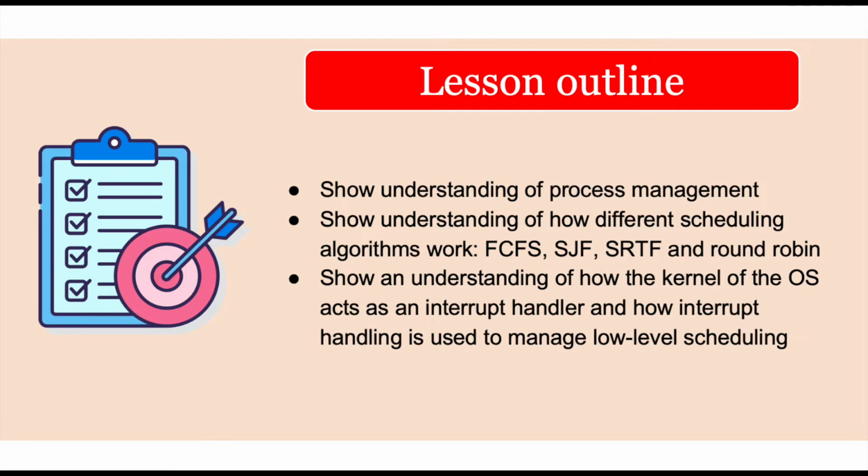In this lesson, we'll continue with understanding how process management works, and we're going to delve a bit deeper into how different scheduling algorithms in particular work and how they allow processes to be managed efficiently. In particular, we're going to be looking at 4 common algorithms: first come, first serve, the shortest job first, the shortest remaining time first, and round robin algorithms. You're also going to develop an understanding of how the kernel of the operating system acts as an interrupt handler and how interrupt handling is used to manage low-level scheduling, especially in these algorithms.